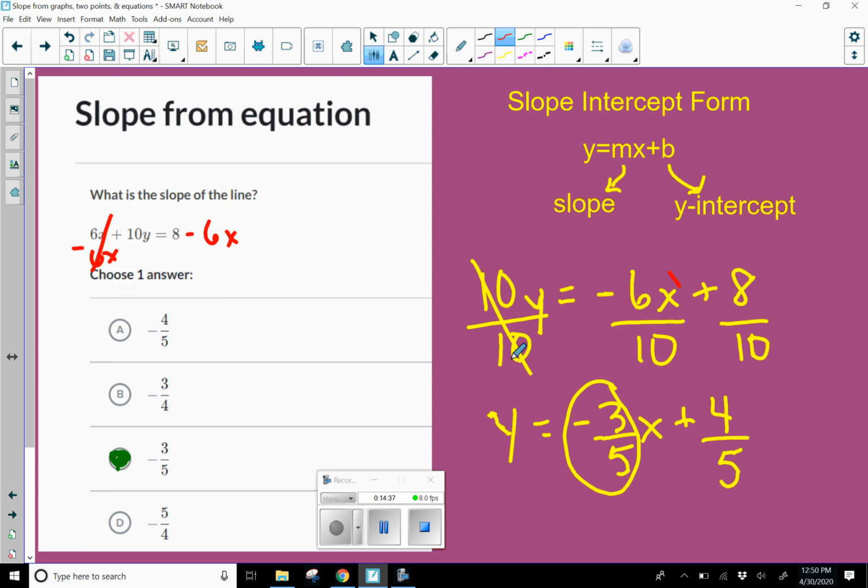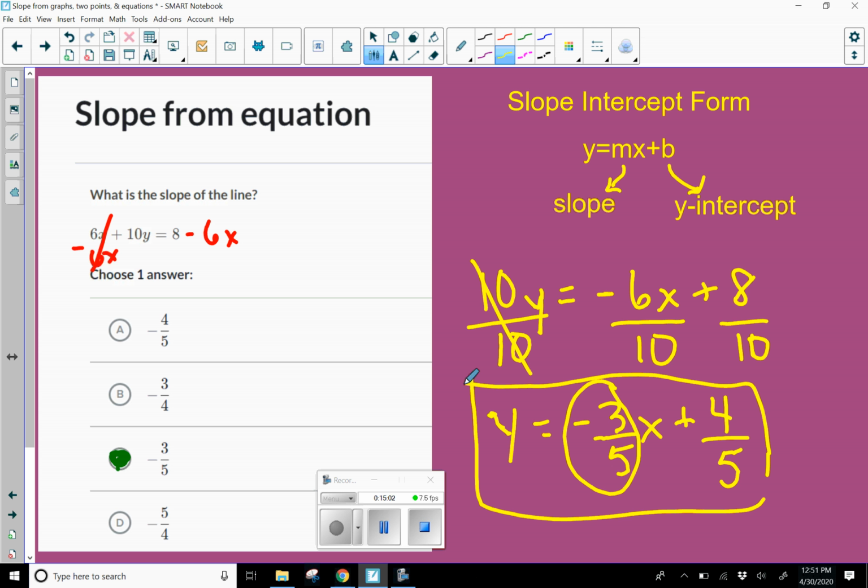Whatever we do on one side of our equation, we have to do to the other. So as you can see, both terms here, I've divided through by 10. So that leaves me with y equals negative 6 over 10x plus 8 over 10. And then my final format, I've just simplified my fractions. So that leaves me with y equals negative 3/5 x plus 4/5.